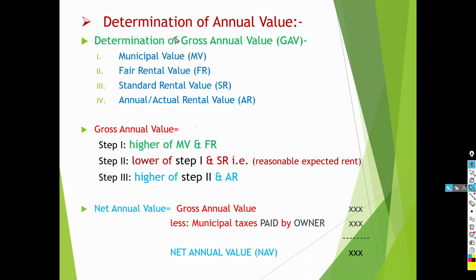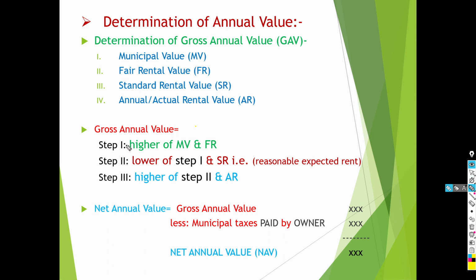See, at the time of determining the annual value, there are two stages. First stage is determination of gross annual value and second stage is determination of net annual value. At the time of determining the gross annual value, you have to compare these four factors: municipal value, fair rental value, standard rental value and annual or actual rental value.